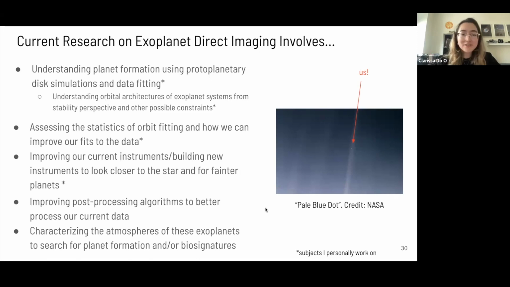And I'd like to remind you of us. So our little pale blue dot over here, this is us. This is the Earth being seen from about the orbit of Neptune with the Voyager spacecraft. And hopefully one day we can image something like this going around a different star. And that would be very, very exciting.